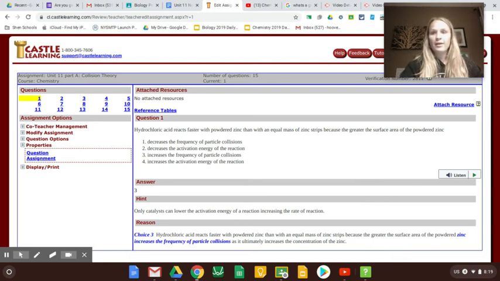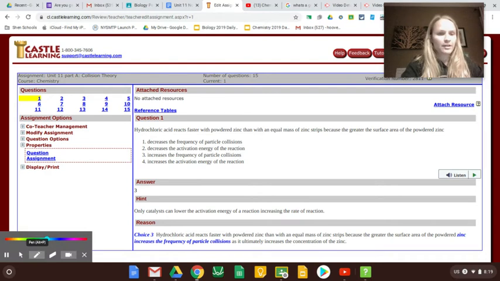Okay, so here is some help on Unit 11, Part A, Collision Theory, Castle Learning.